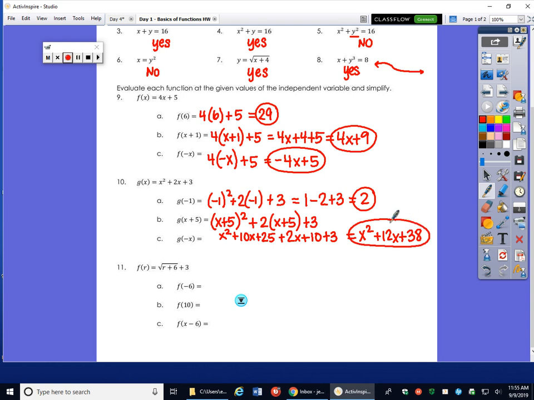Okay, go back to remembering Algebra 2 when you learned how to square a binomial. So remember, x plus 5 squared means x plus 5 times x plus 5. So you're going to have to double distribute. All right, and then g of negative x is going to be negative x, not 1, negative x squared plus 2 times negative x plus 3. So negative x squared becomes positive x squared minus 2x plus 3.